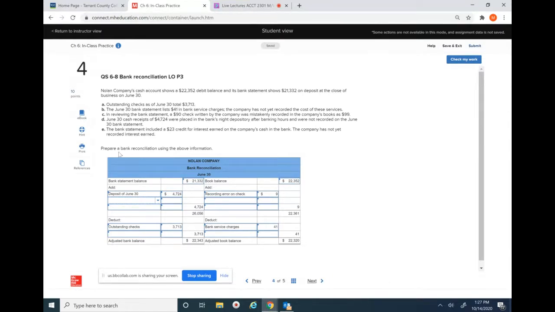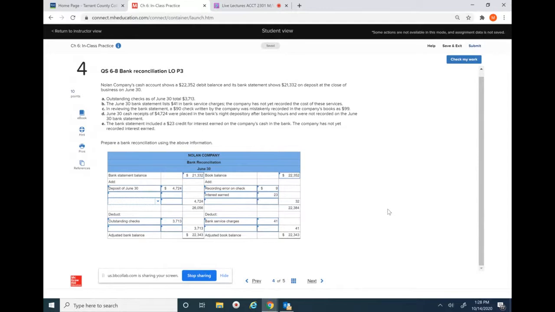And then there is one more thing, transaction E. The bank statement included a $23 credit for interest earned. The company doesn't know that, so they need to add this interest earned. So all the timing differences are accounted for. When you are working bank reconciliations, you absolutely have to arrive at the same adjusted balance. So your adjusted balance per bank should be the exact same adjusted balance per books. And in this case, we were able to do that.